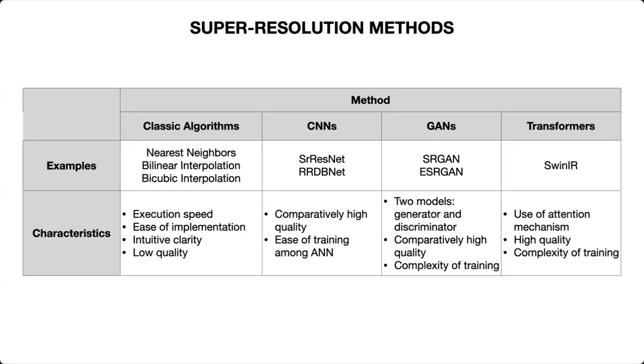Convolutional neural networks have comparatively high quality of results, and they are easy to train. Generative adversarial networks use architectures that consist of two networks, generator and discriminator. These networks can achieve good results in image upscaling, but they are hard to train. Transformers use an attention mechanism that helps the model focus more on special parts of the image. These models can achieve good results in image upscaling, but they are also hard to train as they require a lot of training data.